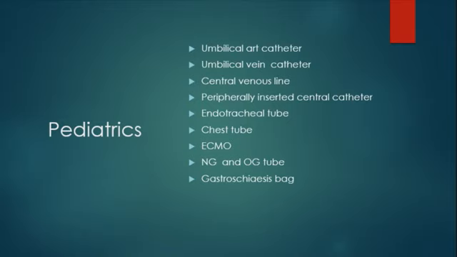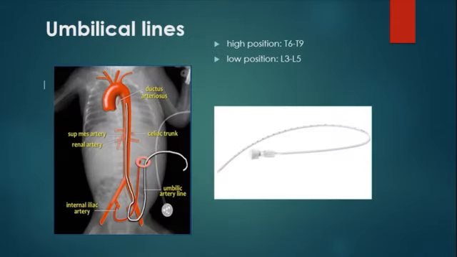So starting with all tubes and lines in pediatric patients, we will see the umbilical artery catheter and vein, the central venous lines, including the peripherally inserted ones. We will see the endotracheal tube, chest tube, and extracorporeal membrane oxygenation. And we will see the NG/OG tubes and gastroschisis bags.